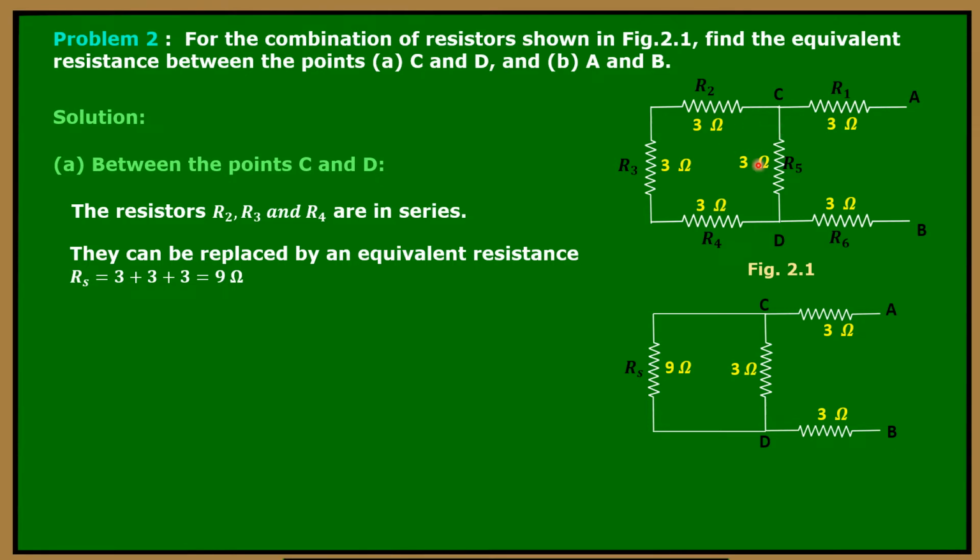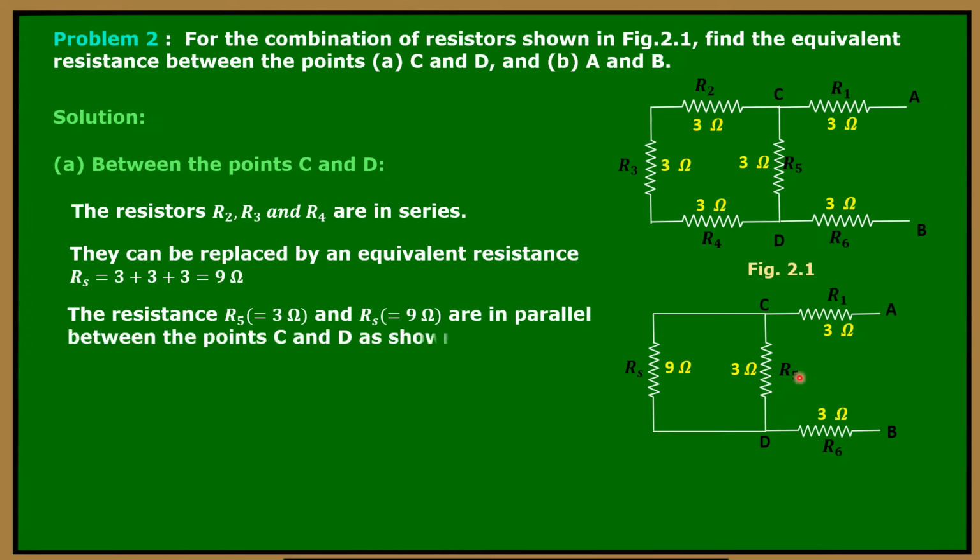Then the first figure will take this form. The resistance R5 and Rs, which we just found to be 9 ohms, are in parallel between the points C and D as shown in figure 2.2. This is figure 2.2. Simply, I have replaced these three resistors by their equivalent resistance of 9 ohms.